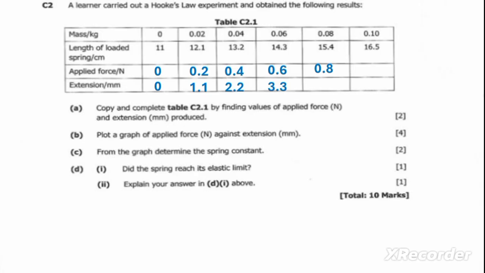15.4 minus 11, we are going to get 4.4. 0.10 times 10, we are going to get 1. 16.5 minus 11, we are going to get 5.5. So, ladies and gentlemen, as we can see, we have successfully managed to copy and complete the table given here. Let us move to the next question, which is question B.